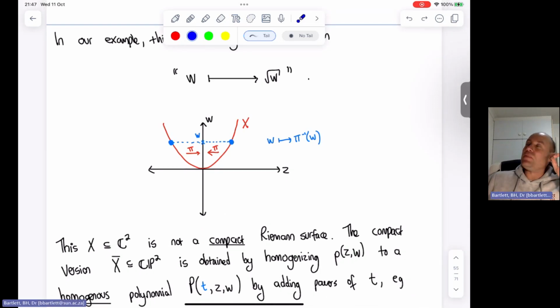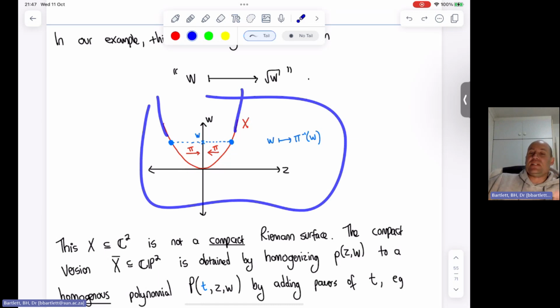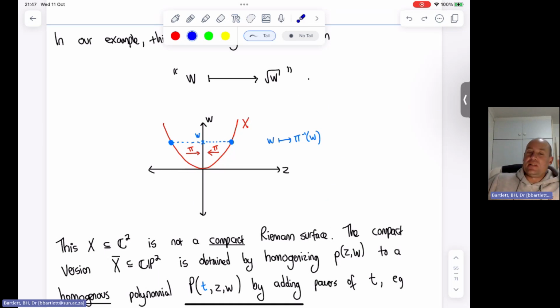Okay, so one thing I want to point out here is that this X that I've defined, which is the vanishing set of the polynomial, is not actually going to be compact, as you can even see in this picture, because the parabola goes off to infinity. So there is a compact version, which you often want to deal with. The compact version you write as X bar, and so the non-compact version is living inside C2. The compact version is going to be living inside CP2, complex projective space. And how do you obtain the compact version?